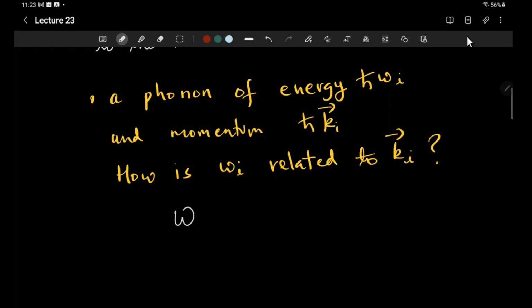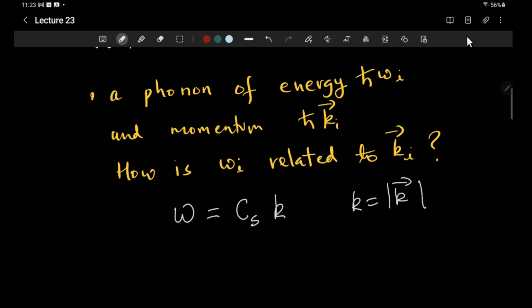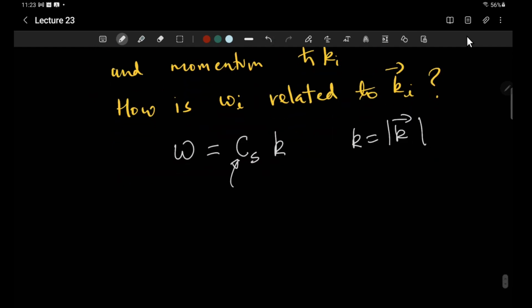So what you will see is omega will be equal to Cs times k, where k is the magnitude of the wave vector. Here the subscript s means this is not the speed of light. If you remember, for photons, omega is c times k, where c is the speed of light. So what should replace the speed of light in vibrational things? Sound. Yes, the speed of sound.